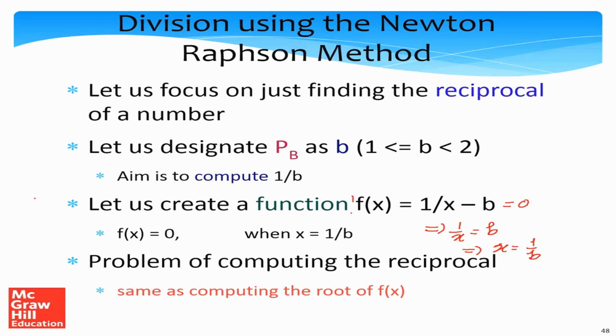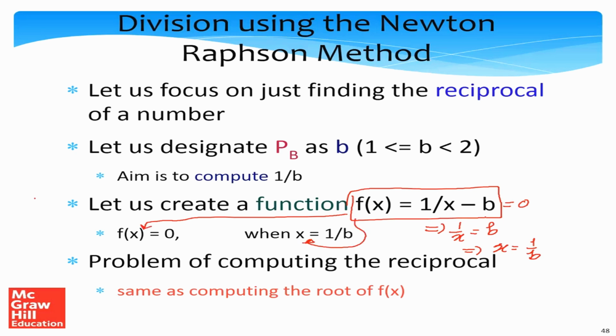So we have created a function of this type. So the problem of computing the reciprocal, right? So the reciprocal of b is the same as computing the root of f(x). So the root of f(x) is where f(x) becomes 0. And where does f(x) become 0? Well, f(x) becomes 0 when x is equal to 1 by b.